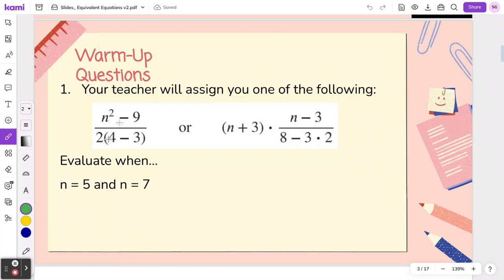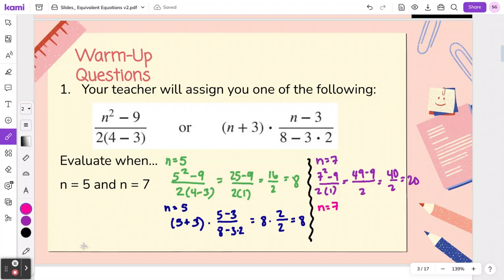But you will use at least one of these expressions and evaluate when n equals 5 and n equals 7. That word evaluate just means figure out what it equals if n is 5 and figure out what it equals if n is 7. Go ahead, pause the video, and try that now. I paused myself and I'm almost done.